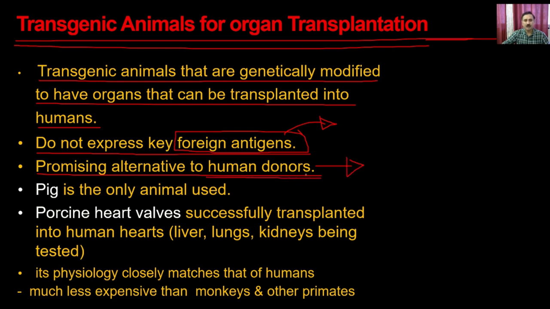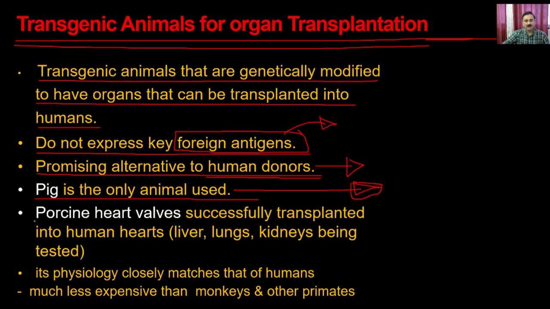Promising alternatives. If you have transgenic animals which can donate organs, then you are not going to be dependent on human donors, because getting a human donor is a very difficult task. And so far, the pig is the only animal which is being used very extensively and which has been a promising alternative to human donors.